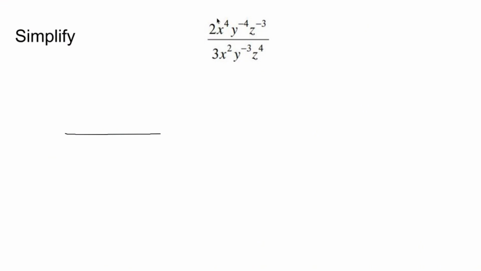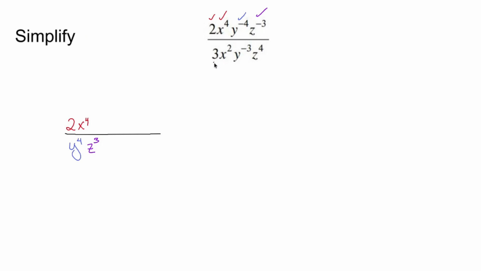Things that have an invisible 1 exponent or a positive exponent stay. Things that have a negative exponent move to the other side of the fraction bar and become positive. So 2 stays. X to the fourth stays. Those are both positive exponents. Y to the negative fourth is going to move to the denominator and become y to the positive fourth. Z to the negative third is going to move to the denominator and become z to the positive third. Our numerator is completely done.